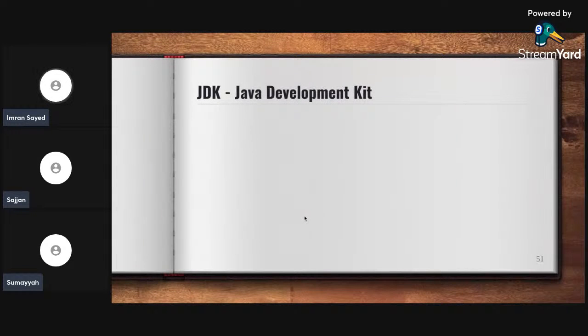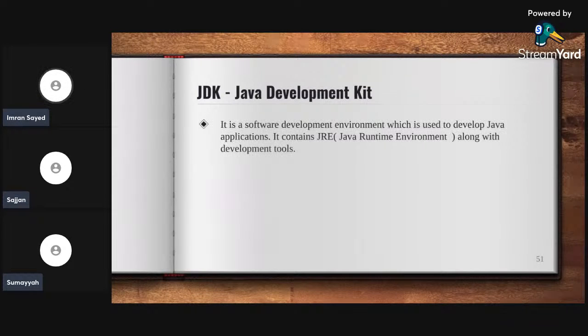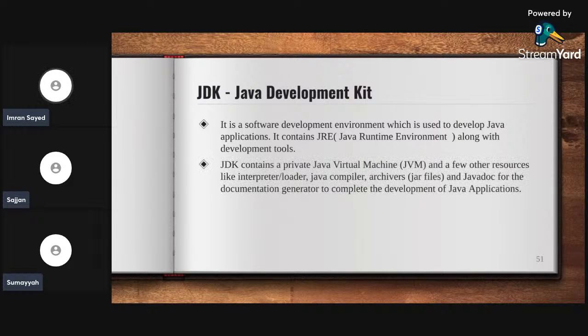Okay, this is in detail. JDK is a software development environment which is used to develop Java applications. It contains the Java runtime environment along with development tools. It contains a private JVM and a few other resources like interpreter, loader, Java compiler, archiver, and Javadoc for documentation generation, to complete the development.